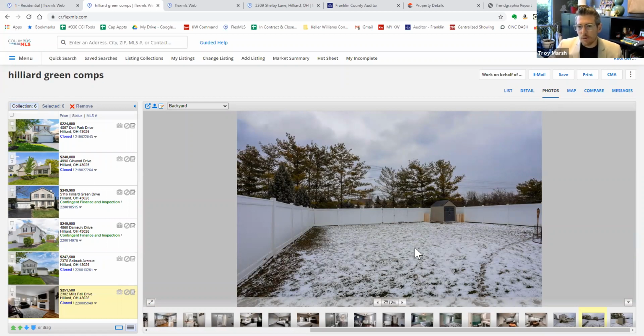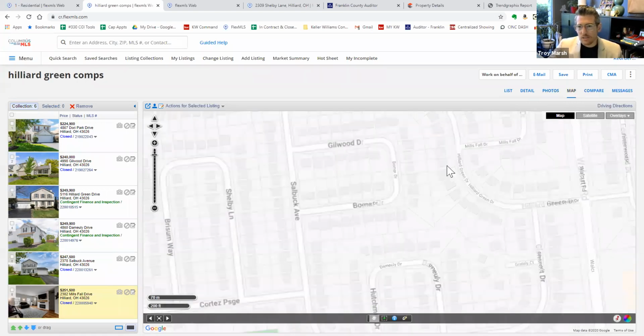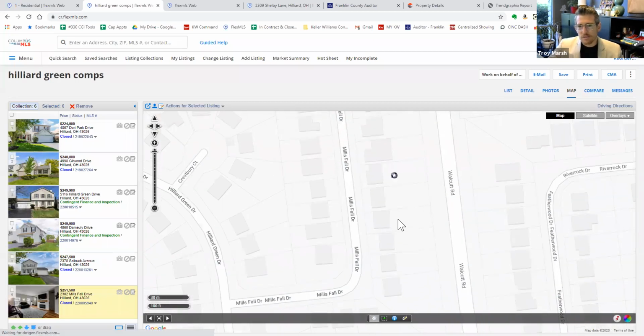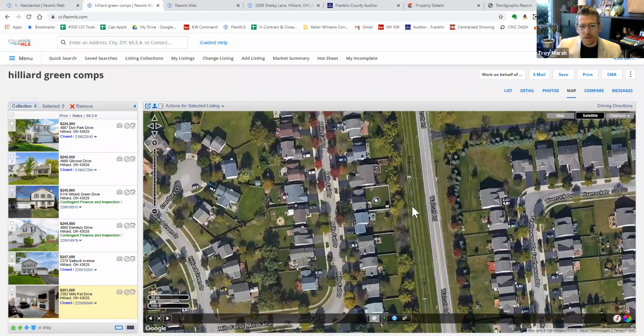So when I see power lines, it usually means that I'm near a busy street. So that's going to cause me to go look at the map. I do see I am correct in this case. So I'm backing up to Walcott. And so that's something I'm going to take into account when I'm looking at pricing. Now, what do I see here? I see that the market has been strong enough that backing up to a road means nothing.